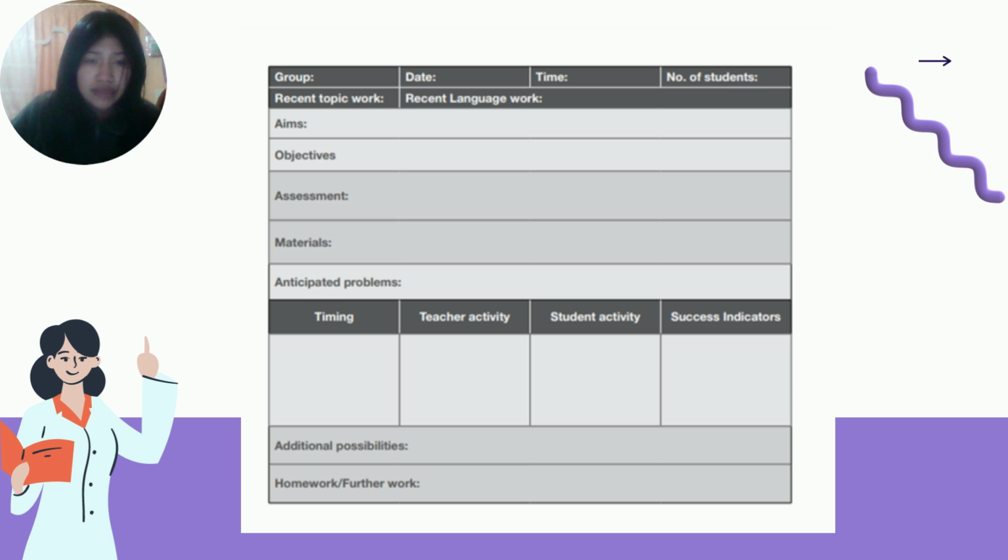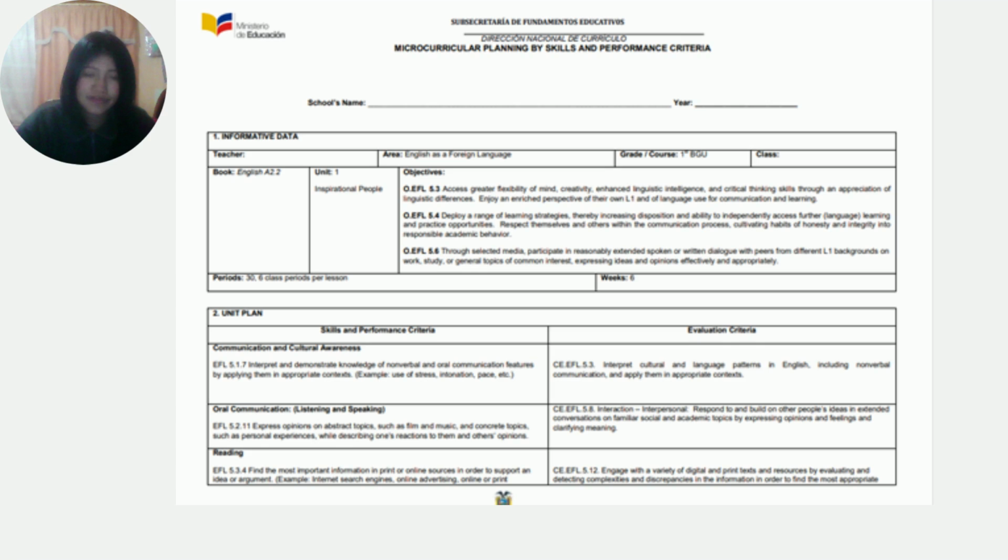In this chart we have first the group, date, time, number of students, recent topic work, recent language work, aims, objectives, assessment, materials, anticipated problems, timing, teacher activity, student activity, and success indicators. And also we have additional possibilities. Okay, as the final product we have the microcurricular planning by skills and performance criteria in the English language.